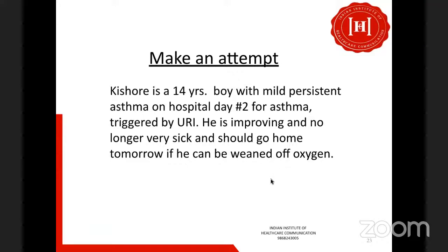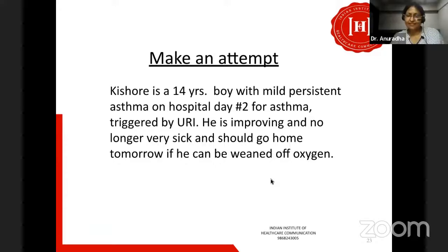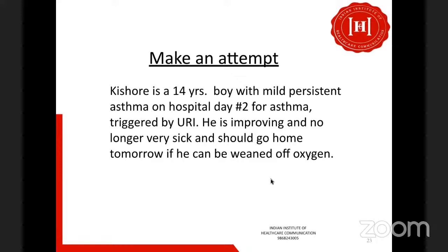Dr. Anuradha, would you like to try? Yes, ma'am, I can try. I have not written it. It's okay. That's why I'm not removing the slide. So patient is... I cannot open my chat box. That was the problem. I can try it. So I can say patient is Kishore, 14 years. Plan is to wean off from oxygen. Purpose is to discharge tomorrow. Problem is he's asthmatic. Precaution is to keep a watch on his oxygen levels. Correct. So you have actually tried using the 5 Ps.